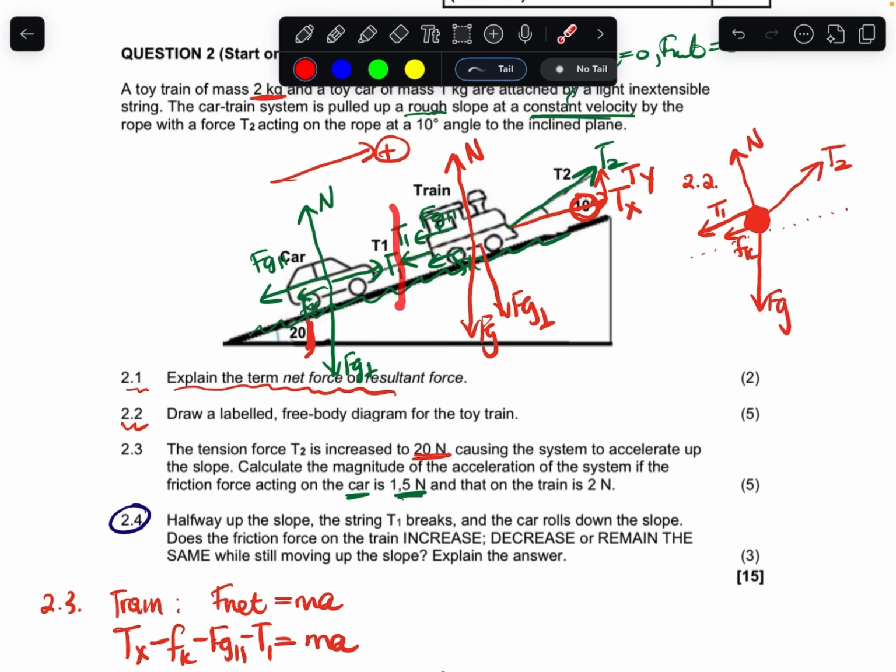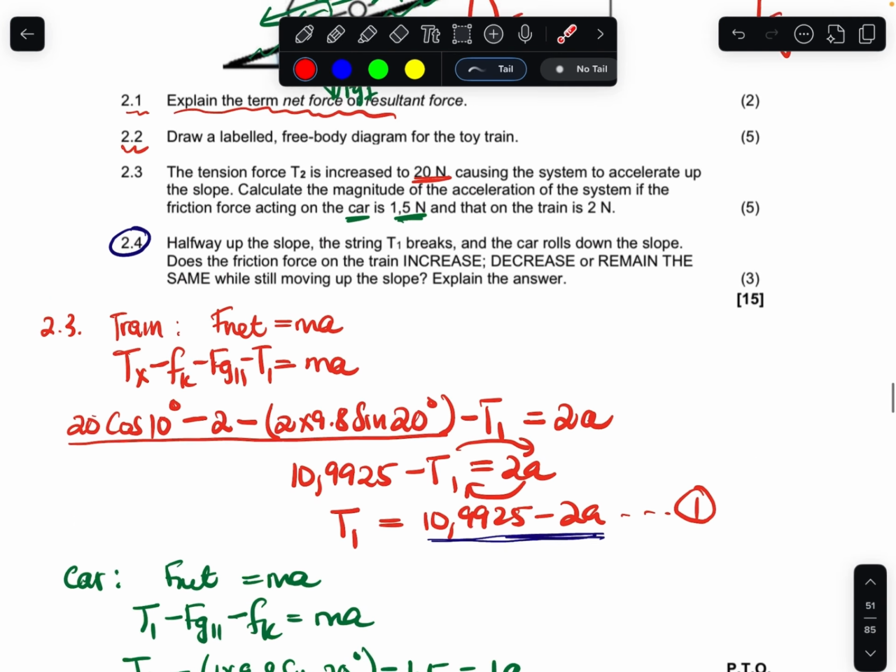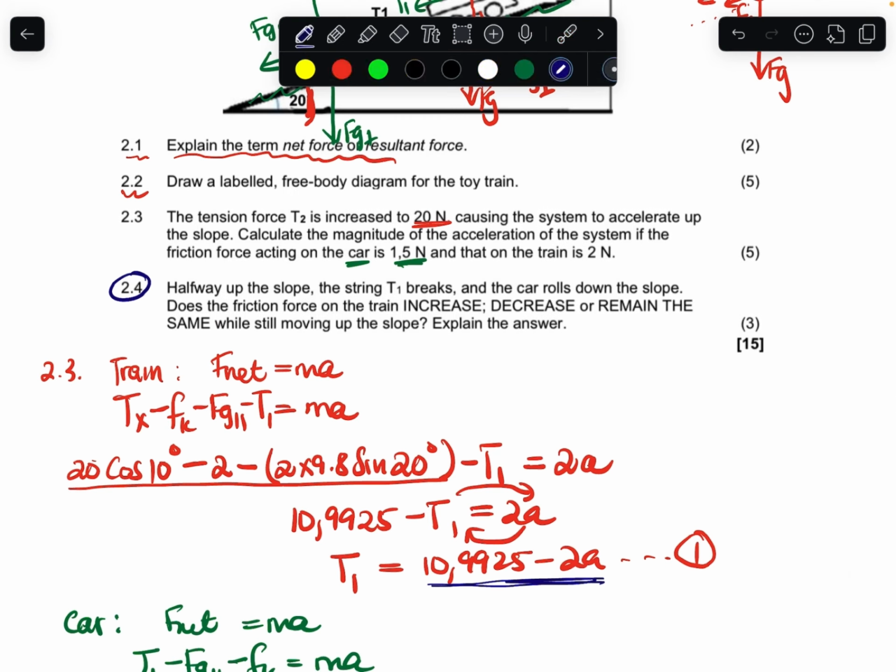So this T1 breaks, which snaps this string, right? So this train will continue moving in that direction. Now the question is asking, is the friction that is experienced by the train changing? The answer is no. Why is it not going to change? Let's write the answer here. It's 2.4. So for me, it's going to remain the same.